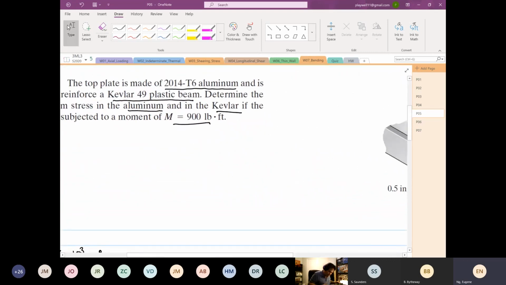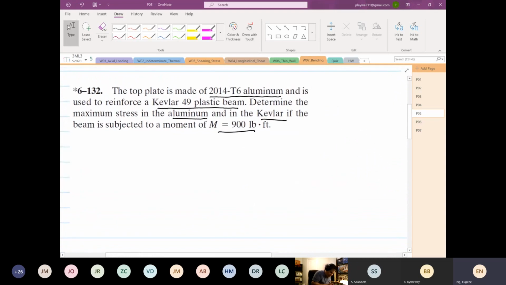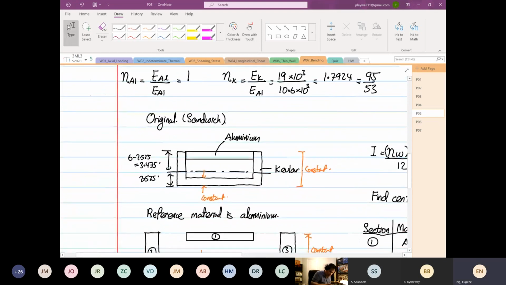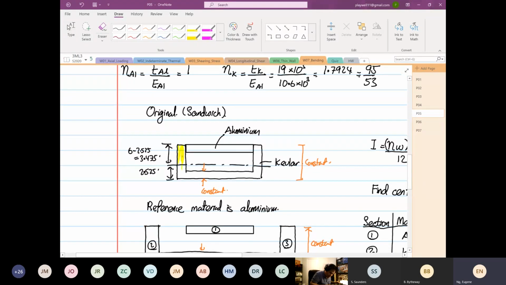So the next one, determine the maximum stress. If we look at Kevlar now, this part is made of Kevlar. This yellow thing that I'm shading now is made of Kevlar. The furthest distance away from the Kevlar, this point, will have a higher stress because the distance is the furthest, 3.475. The bottom part, the Y value is only 2.525. So the bottom will not be the maximum.